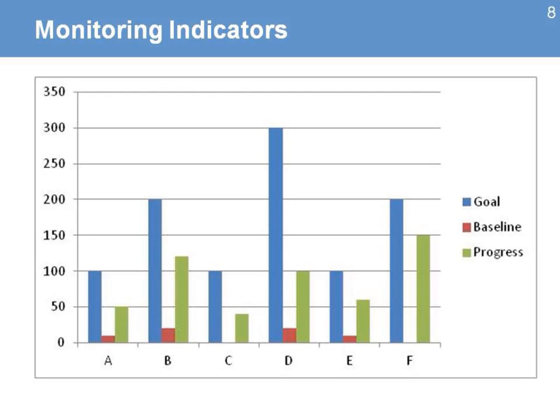Again, in the blue, we have our goals. We also have in red our baseline, the initial data from which we are starting the work, and in green, the current progress.